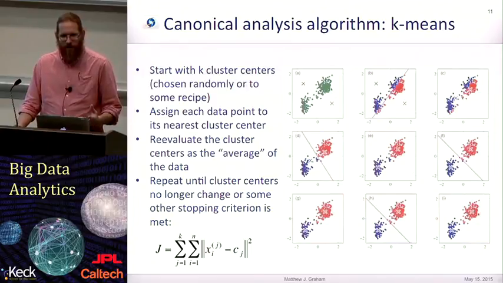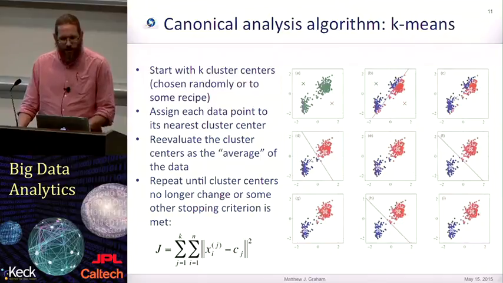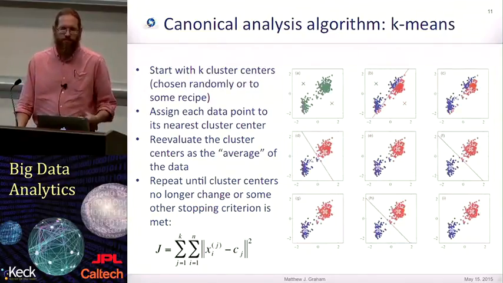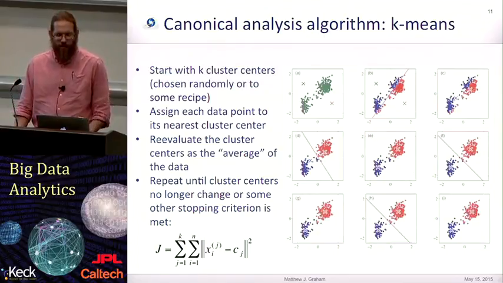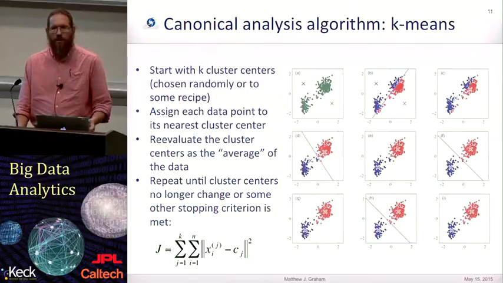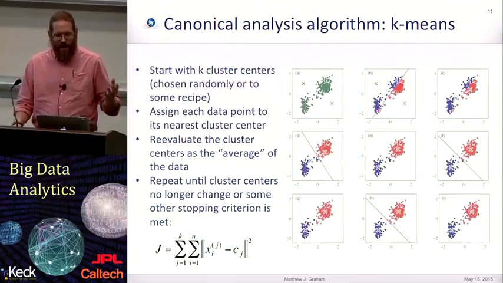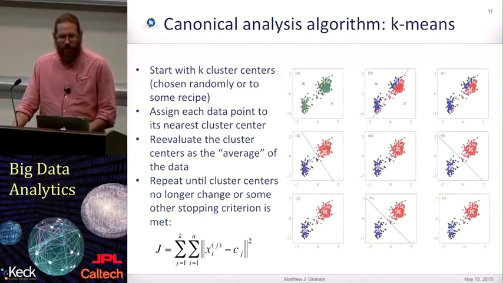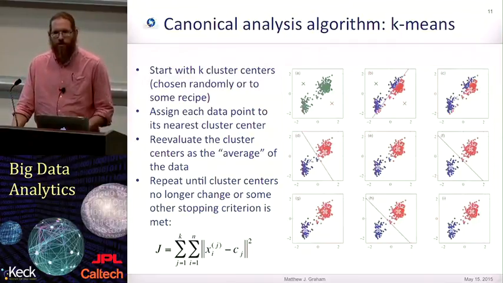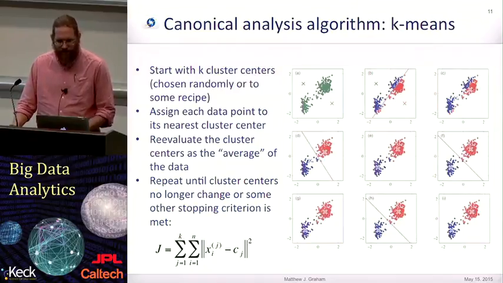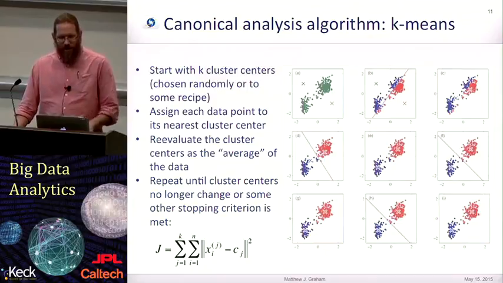K-means has been covered in one of our machine learning modules. Briefly, you start with k cluster centers, where k is a number that you can choose randomly, or you have some recipe for guessing the number of clusters that there will be in your data set. You assign each data point to its nearest cluster center, where the distance metric is defined in some way. You then reevaluate the cluster centers as the average of the data that you have, and you keep repeating this, assigning each data point to its nearest cluster and reevaluating the cluster centers until the cluster centers don't change or some stopping criterion has been met, such as having reduced or maximized some loss function or weight function. So you can run that serially in that fashion, and it will take an amount of time.